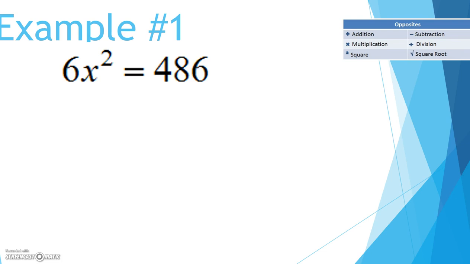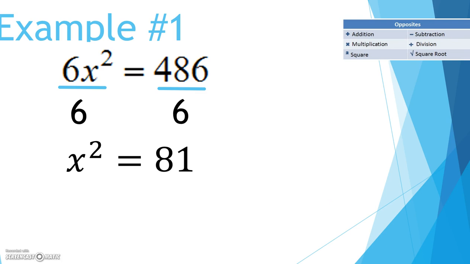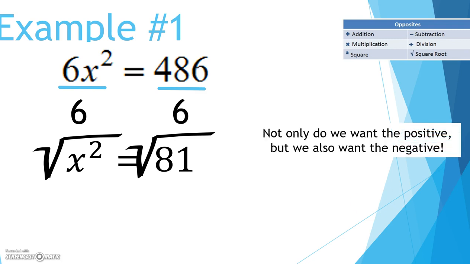Okay, so here's our first example. We have 6x squared equals 486. So we want to get the x squared by itself, so we'll divide by 6 on both sides. Alright, 6x squared divided by 6 is x squared, and then 486 divided by 6 is 81. Now to get rid of that square, we're going to take the square root. So we'll take the square root of both sides of the equation. When we take the square root of x squared, that leaves us with x. And then if you type the square root of 81 into your calculator, it'll give you 9.